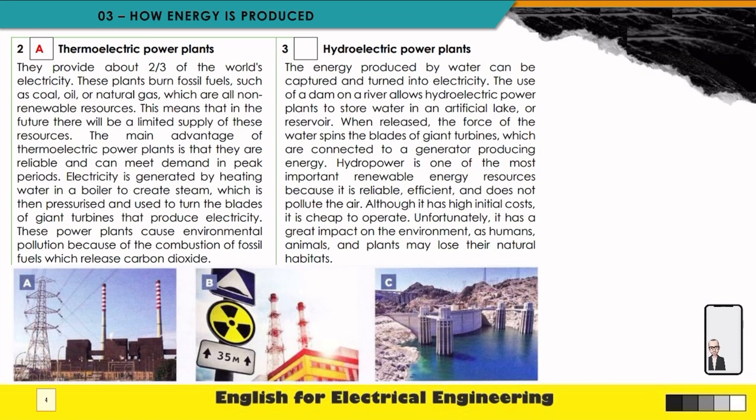Hydropower is one of the most important renewable energy resources because it is reliable, efficient, and does not pollute the air. Although it has high initial costs, it is cheap to operate. Unfortunately, it has a great impact on the environment as humans, animals, and plants may lose their natural habitat. And then, surprise, surprise, the only option left for us is C, which was the correct image for hydroelectric power plants.